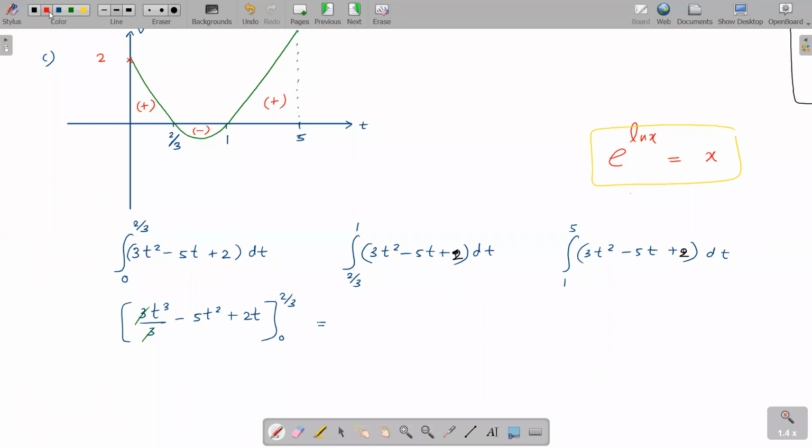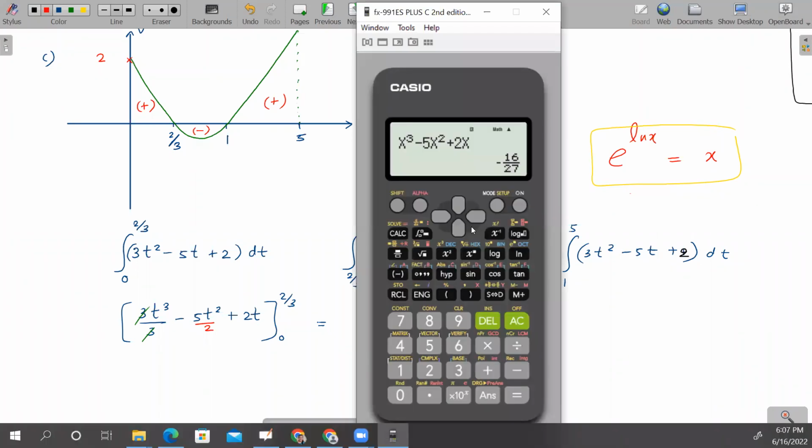Yeah, this should actually be 5t square over 2, right? The integration of 5t square, you should divide by 2 when you add 1 to the power, plus 2t, right? Yeah, I think I've done this correctly now. So in the calculator, I should change the function to x cube minus 5x square over 2. Am I correct? Yeah. And now we'll give the x value as 2 over 3.